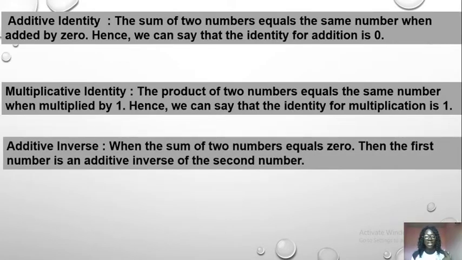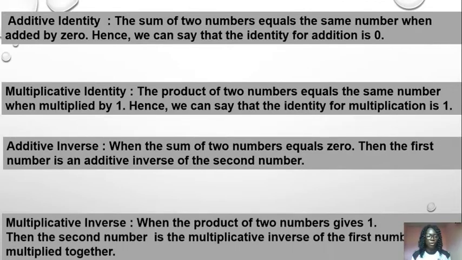Okay, so let's look at inverse. Additive inverse: when the sum of two numbers equals 0. Like I said, one of the numbers has to be positive and the other number has to be negative, such that when you add these two numbers together, they equal 0. Then we can say that the first number is an additive inverse of the second number. So if the first number is 3, the second number is minus 3. So 3 is the additive inverse of minus 3. When we look at an example, you're going to understand it better.